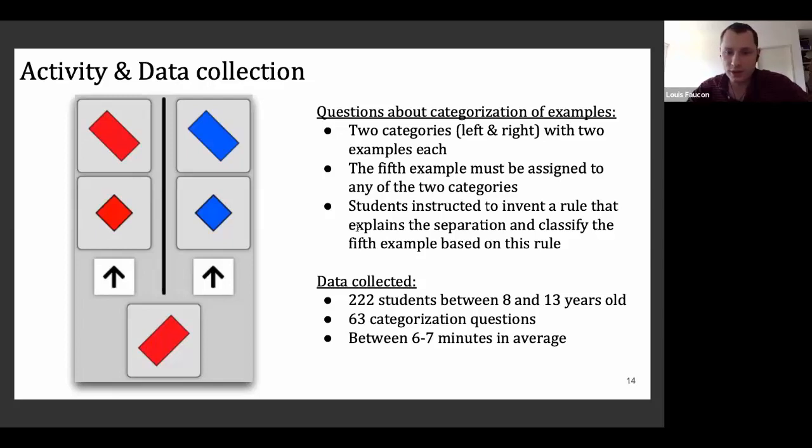For this, students were instructed to invent a rule that explains why the 2 categories are separated this way and use that rule to assign the 5th example. In total, we gave this activity to 222 students between 8 and 13 years old. There was a series of 63 questions, and the whole activity took between 6 and 7 minutes on average.